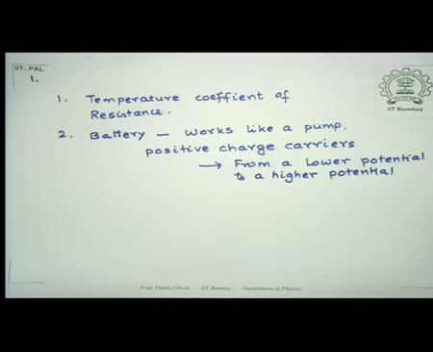I repeat once again that I always talk about positive charge carriers, though the natural charge carriers are electrons. So all that means is the direction of the electron flow is opposite to the direction of conventional current. So these positive charge carriers, when they are raised to a higher potential, and that is the job of the battery, in the external circuit they can just flow down the potential. So that is what it does.